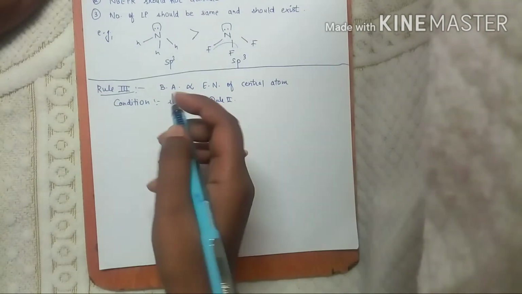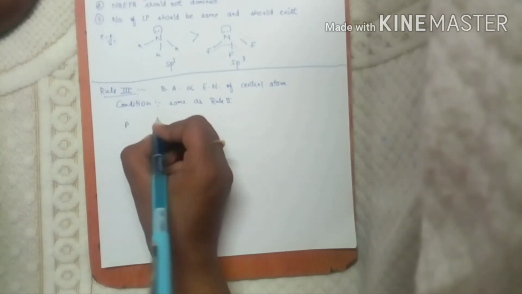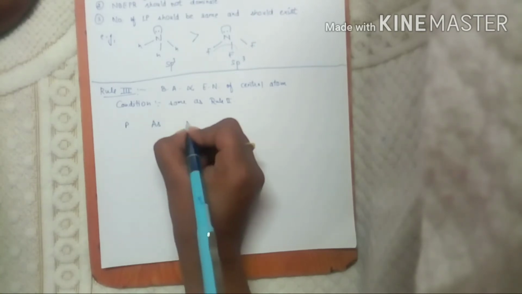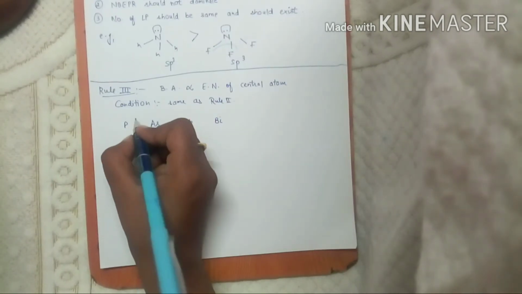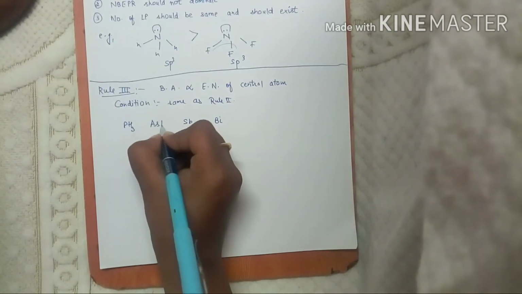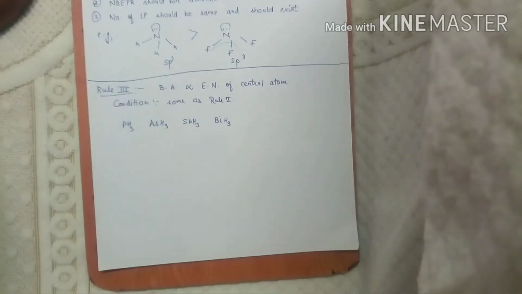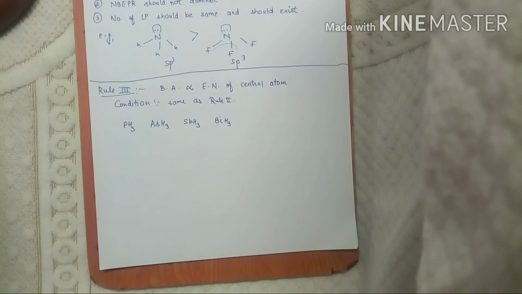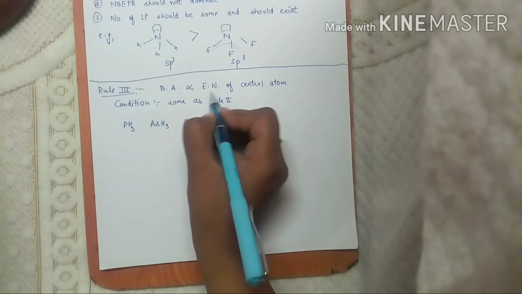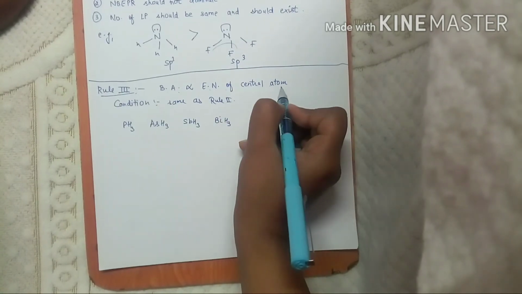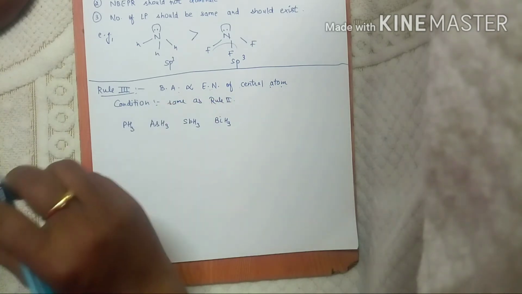For example, take the nitrogen family: phosphorus, arsenic, antimony and bismuth. Take the same side atoms. Side atoms are similar, only the central atoms are different. All of them have one lone pair. The number of lone pairs is the same, so for bond angle we look at the electronegativity of the central atom. If it is more, then the angle will also be more.